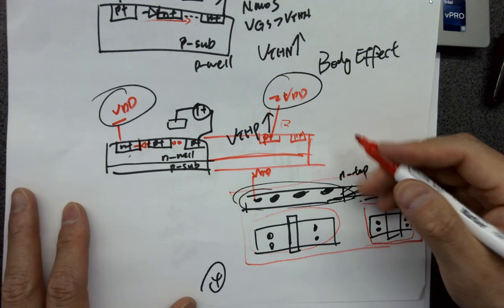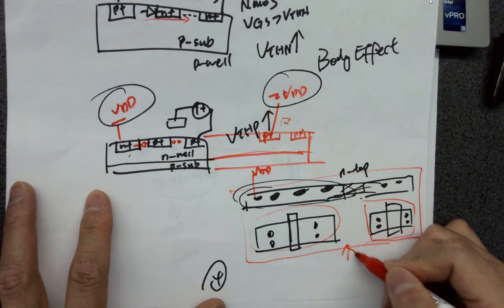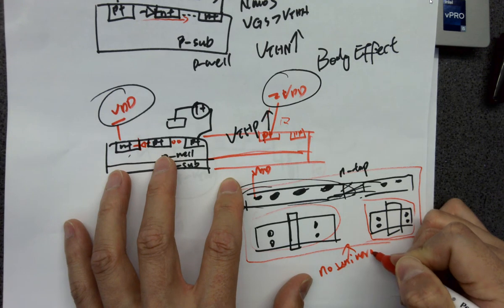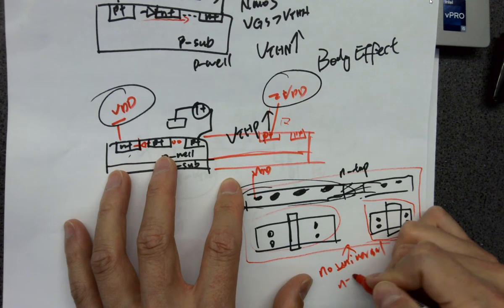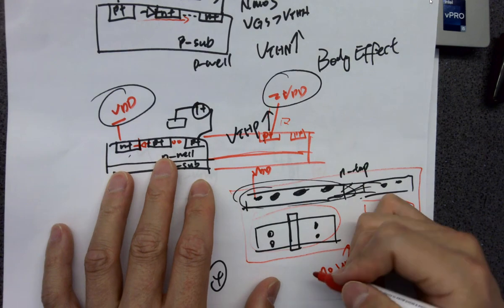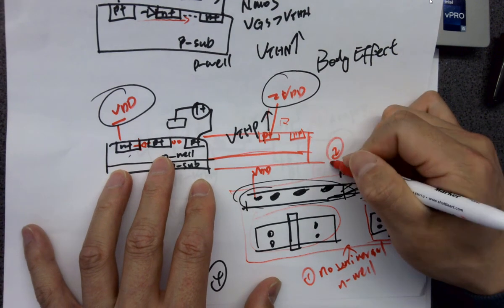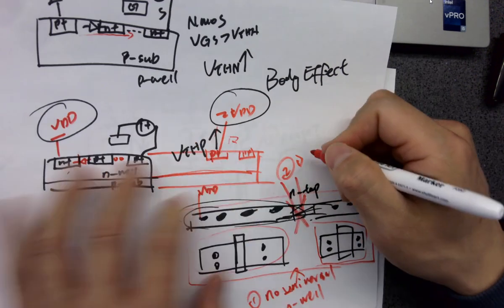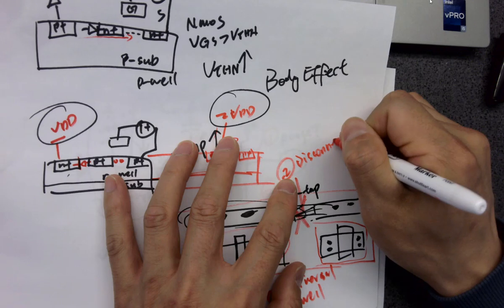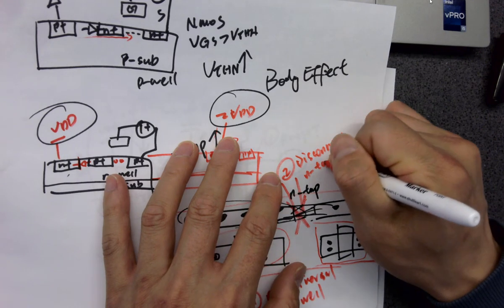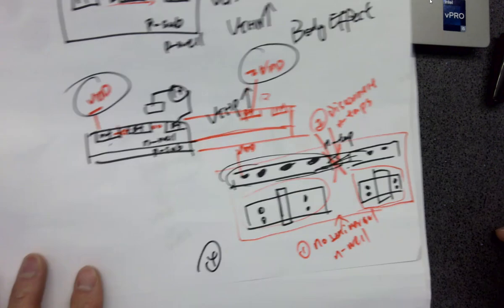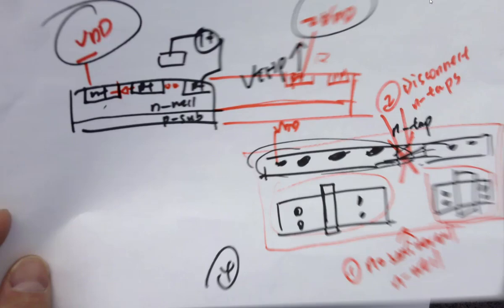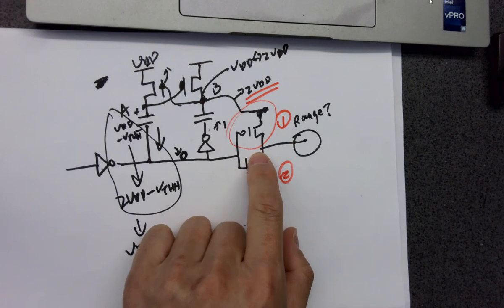We want to disconnect. So first, no universal N well. Second, disconnect from here. And that's how you generate a separate N well for this PMOS. So this is what you want to do for this one.